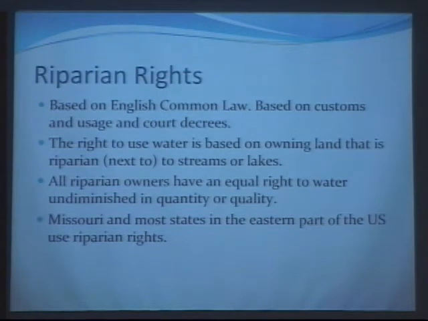All riparian owners have an equal right to use water, and then they say undiminished in quantity or quality, which means that you can't grossly pollute it and harm your neighbor downstream, but also you can't take so much water that you deprive the person downstream to use water in a similar way that you are. So the kind of place where this would make sense is where it's pretty wet. There's lots of water. The streams are carrying water almost all the time.